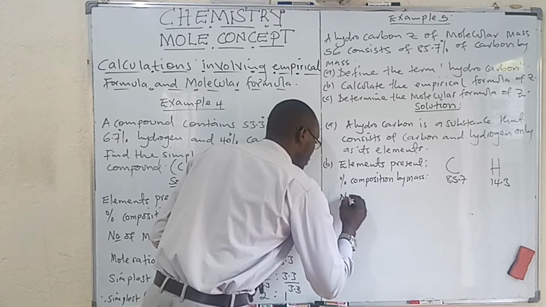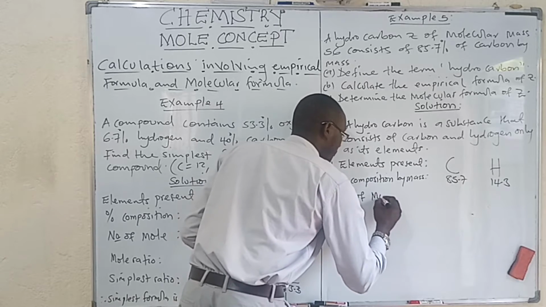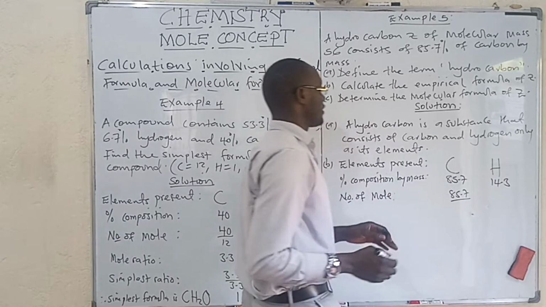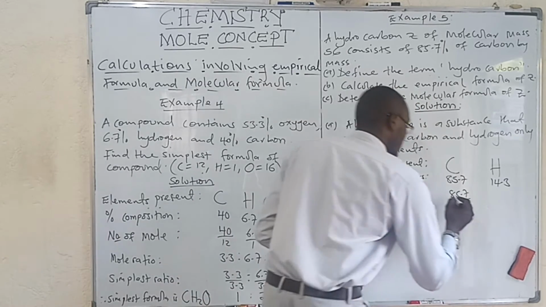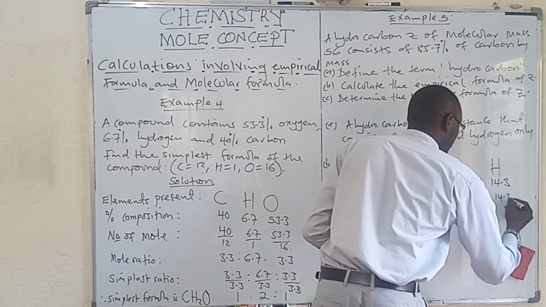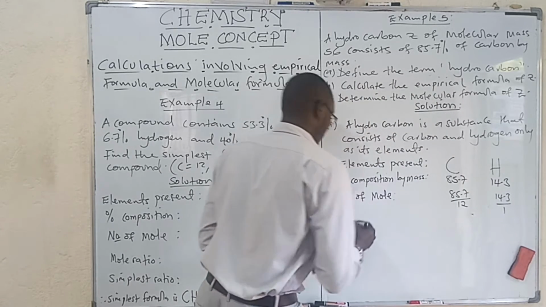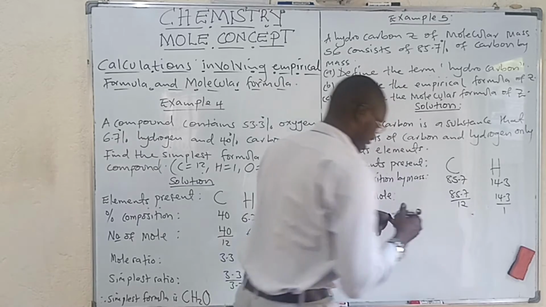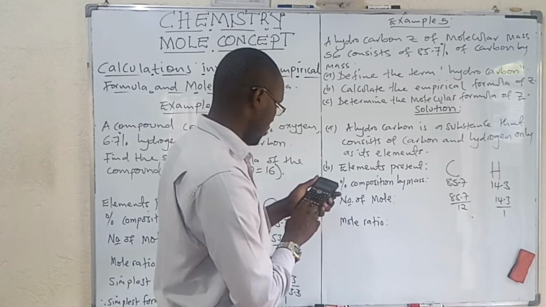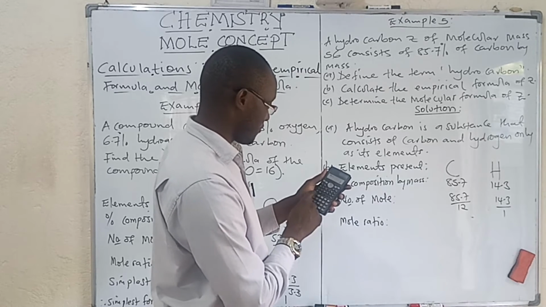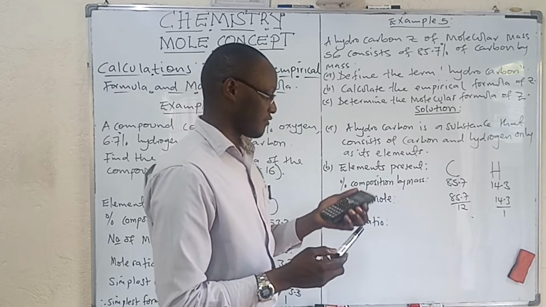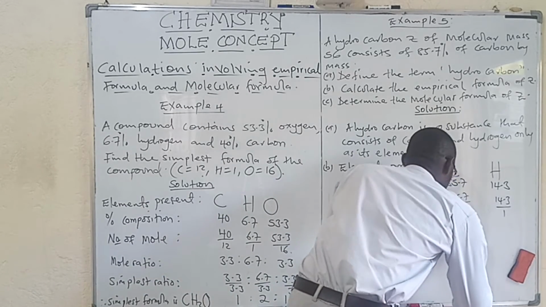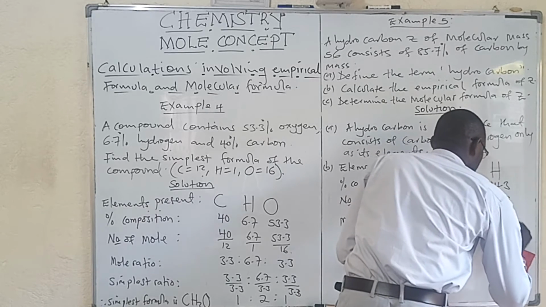14.3 is for hydrogen, that is in percentage. Then we need the number of moles. For the number of moles, we divide the percentage composition by mass over the relative atomic masses. We know very well that carbon is 12, and hydrogen is 1. This will give you a molar ratio after dividing. So 85.7 divided through by 12, I'm getting 7.14, and here I'm getting 14.3.